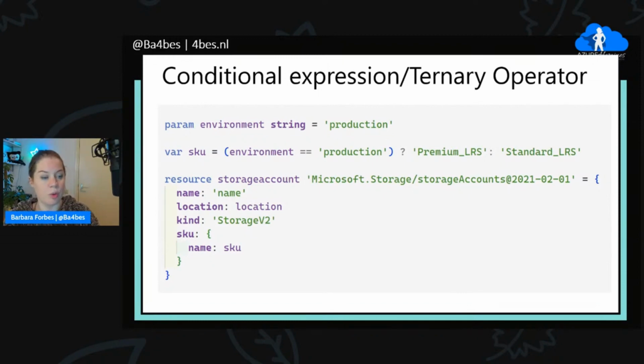Which means you use the question mark, which you see in the variable for the SKU I created, where it will check if the environment is production. So if that value is true, in that case, it will use a premium LRS as the SKU. And if it's not, which you see by the colons, then it will use a standard LRS. This takes a bit of getting used to if you're not used to it, but once you get the hang of it, this can be very handy to limit those if-else loops you would otherwise have. So it makes the output a little bit more clean.